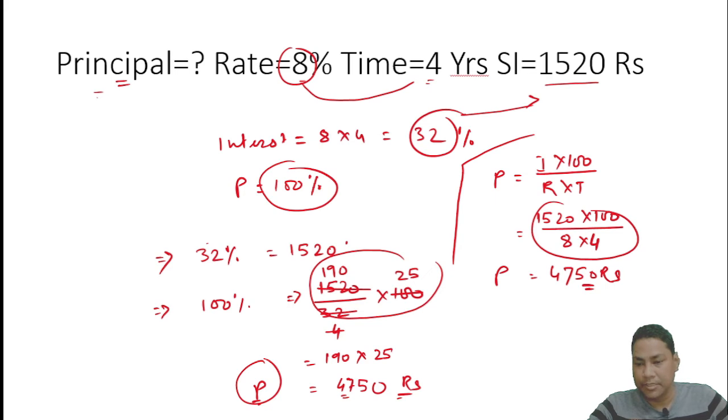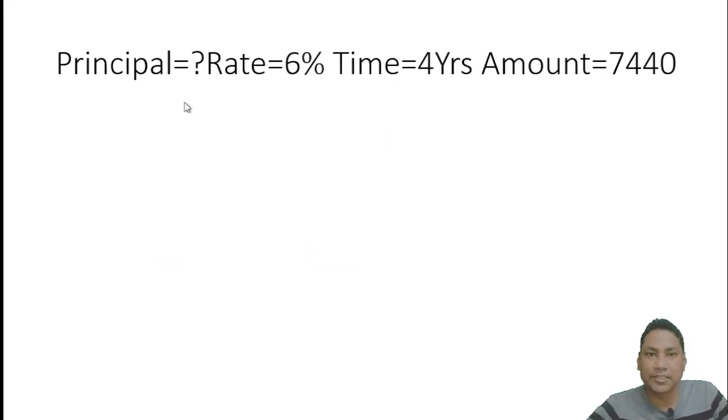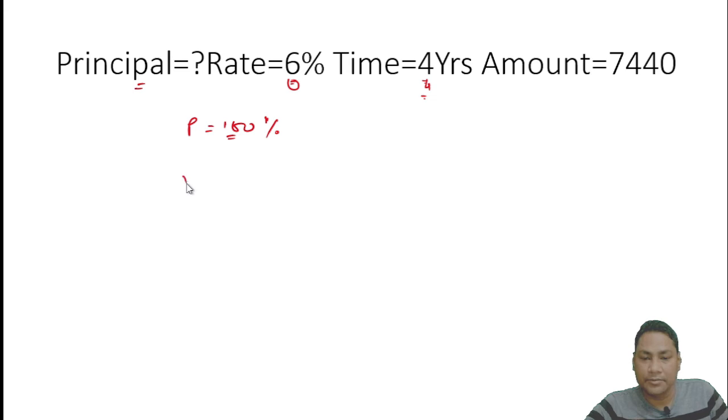Let us move to another question. So friends, this is a twisted type problem. In this problem they have asked the principal, the rate of interest is given and the time is given. They have not given the interest, they have given the amount. So we know that the principal is 100% and rate of interest here is 6% per annum and for the period of 4 years. So the interest will become 6 into 4, that is 24%.